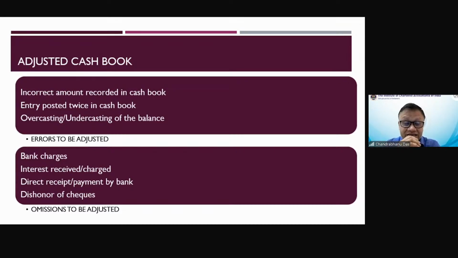Apart from that, when you are adjusting the cash book, as somebody asked just now, he asked a very good question, sir, how can you change the passbook? We are not changing the passbook.